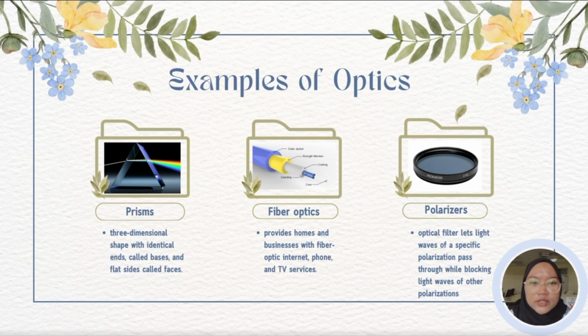These are three-dimensional shapes with identical ends called bases and flat sides known as faces. Prisms are essential in optics because they disperse light into its constituent colors, creating beautiful rainbows and aiding in scientific discoveries. Next, let's move on to fiber optics.